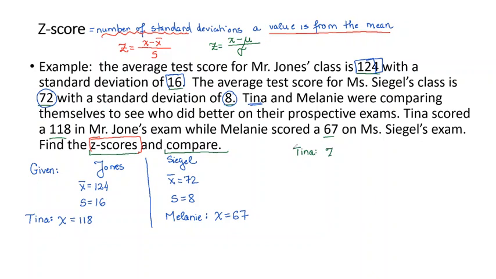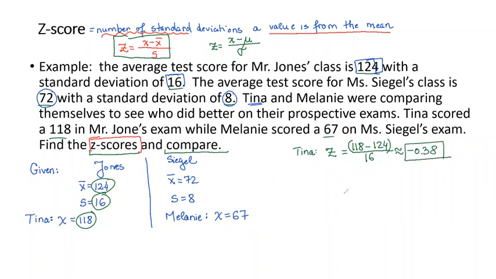Tina's z-score will be z, and I'm simply applying the formula right here. So I look at the information for Tina, and I have 118 minus 124 divided by 16. If you take the calculator and figure this out, if you do it all at once, make sure you put this in parentheses, otherwise you'll make mistakes. You will get, rounded to 2 decimal places, this value for Tina. This is her score, okay?